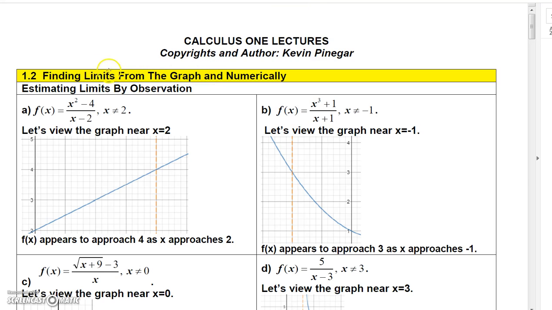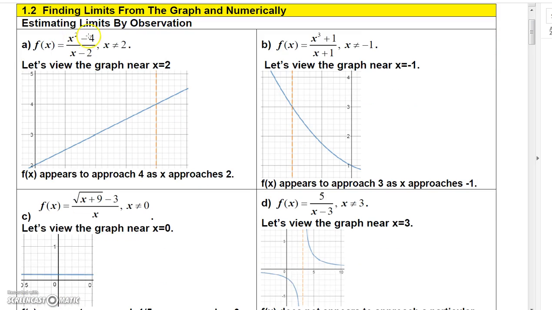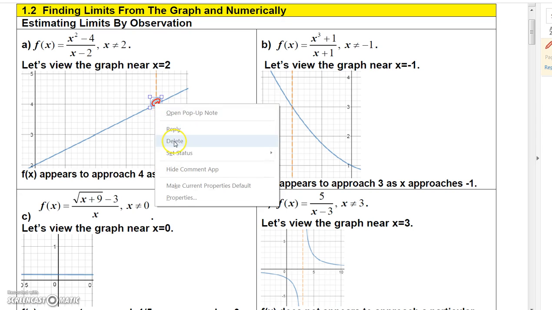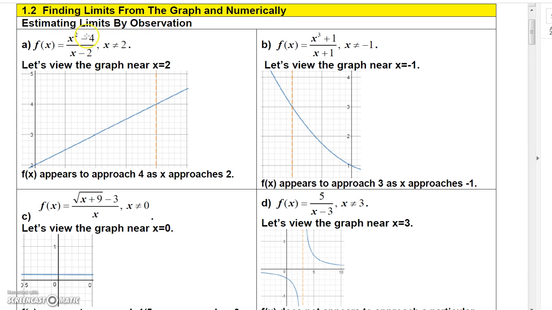Okay, I want to start you out understanding limits graphically and numerically first. So let's consider some functions here. I don't really want to talk about limits just yet. I just want to talk about a function. If you were to graph this function, x squared minus 4 over x minus 2, it would be defined everywhere except at 2. If you try to graph it at 2, you'll get a hole right there at 2. So if you try to evaluate it at 2, you can't.